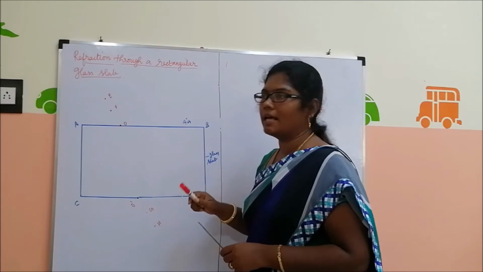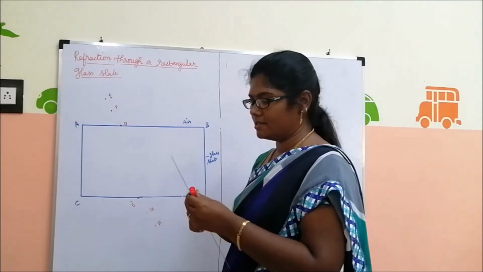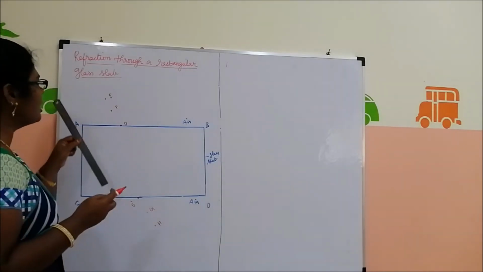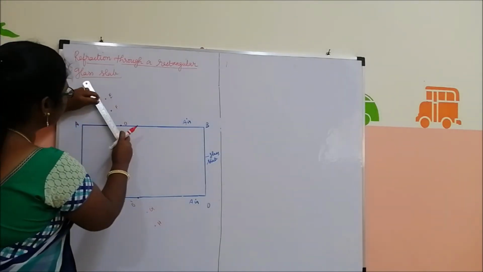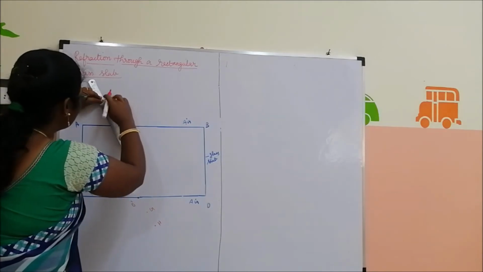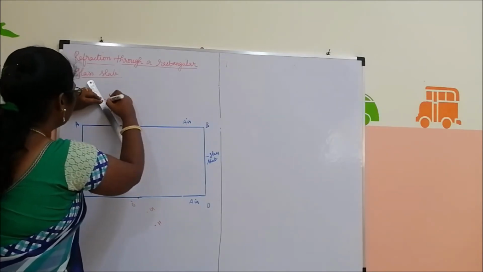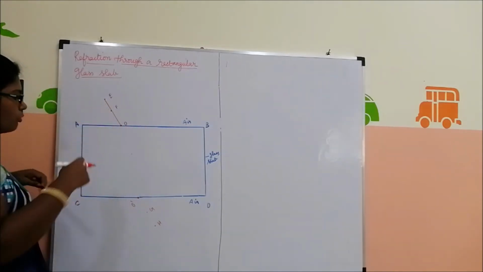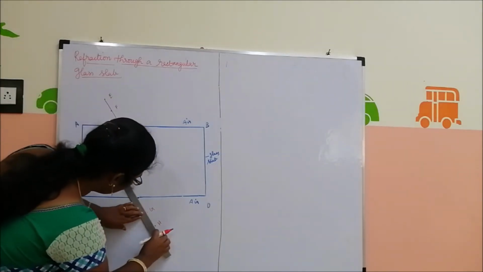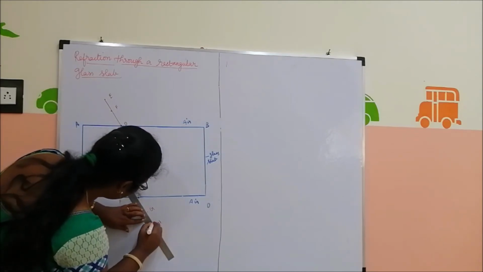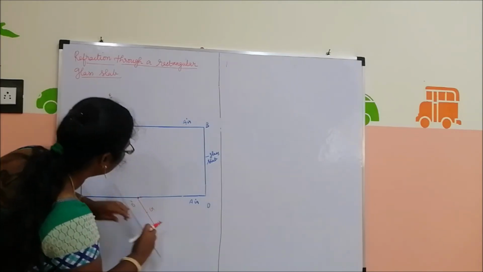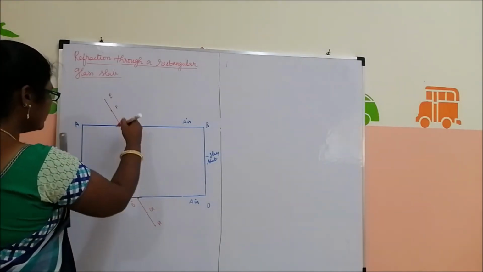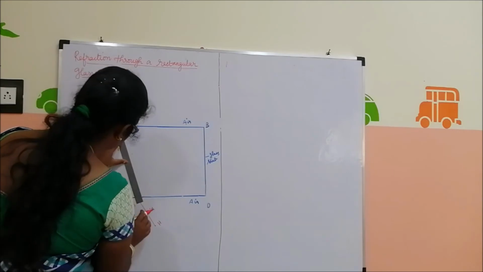Now we can remove the glass slab and the pins. After removing the glass slab and the pins, we should join these lines. We should produce the line E and F up to O, and GH up to O dash. And now we can join this O and O dash.